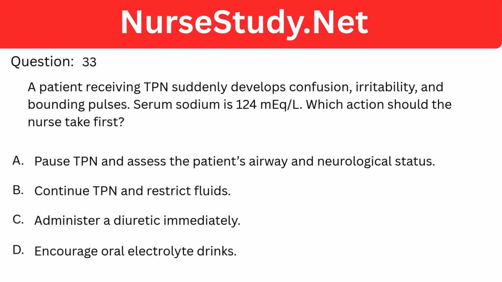Question 33. A patient receiving TPN suddenly develops confusion, irritability, and bounding pulses. Serum sodium is 124 milliequivalents per liter. Which action should the nurse take first? A. Pause TPN and assess the patient's airway and neurological status. B. Continue TPN and restrict fluids. C. Administer a diuretic immediately. D. Encourage oral electrolyte drinks.